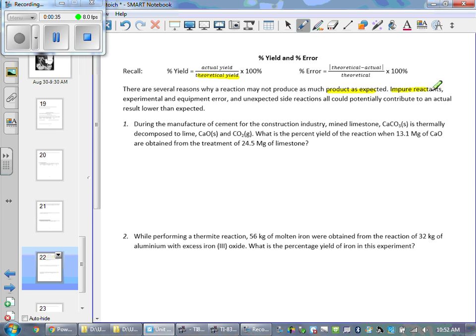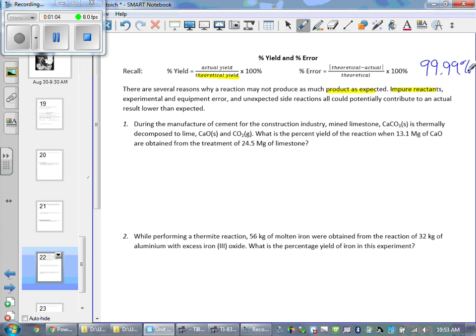There are many reasons why a reaction might not make as much product as expected. We might have impure reactants. I don't know if any of you bothered to look on any of the bottles we were working with, but lots of them have a purity percent. If we're working in an analytical lab, they would want their reagents to be 99.99% pure. But because that costs more money to buy those reagents, we don't always get reactants that pure.